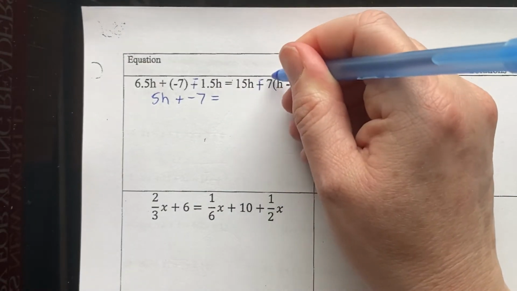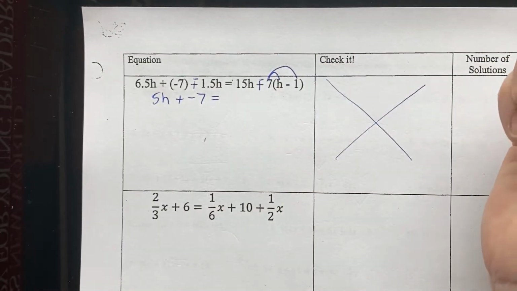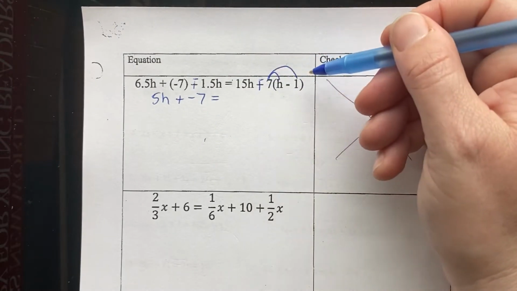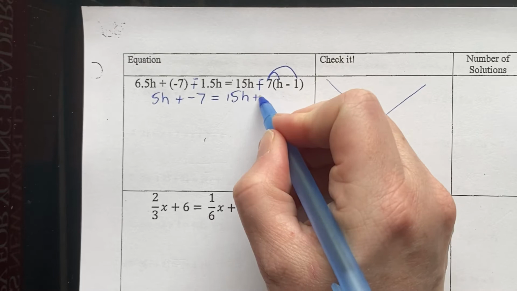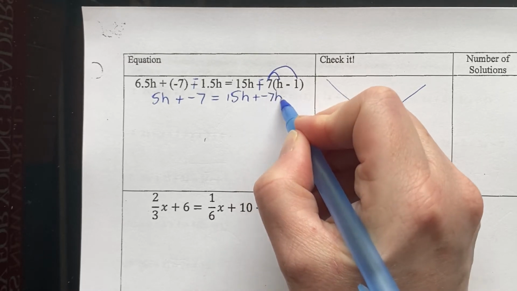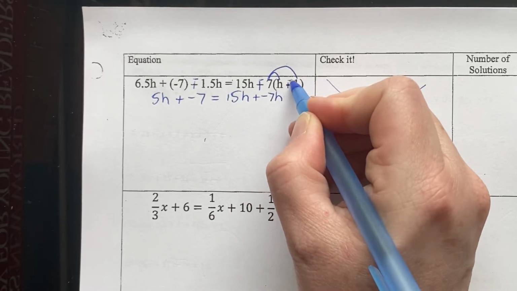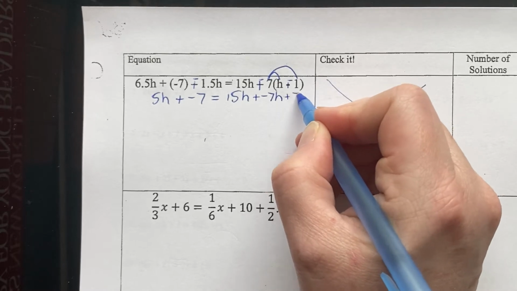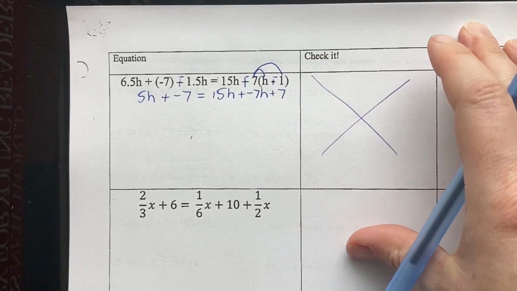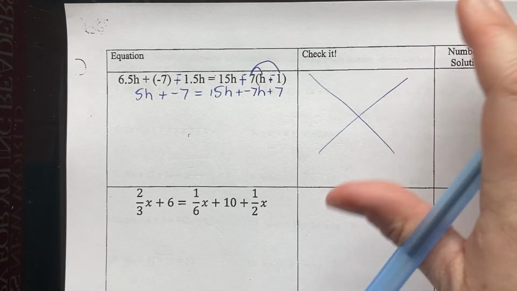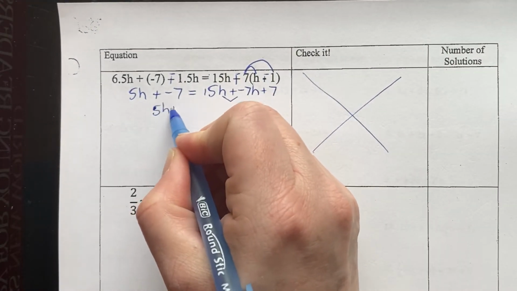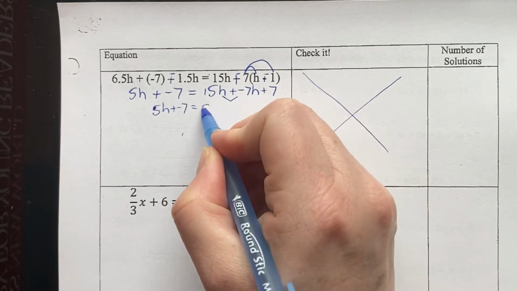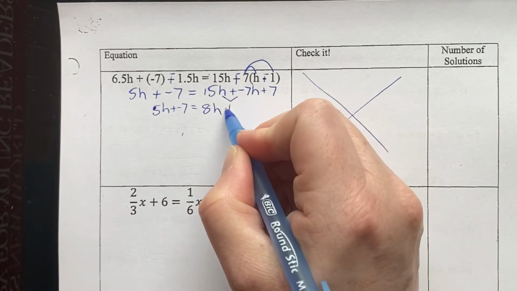I'm going to add the opposite because we have to distribute a negative term. You know, that's that Oprah and the studio audience. So I'm going to get 15h plus negative 7h. If I add the opposite here, I'm going to get positive 7. So, interesting. Let's go down here and combine like terms. 5h plus negative 7 equals 8h plus 7.